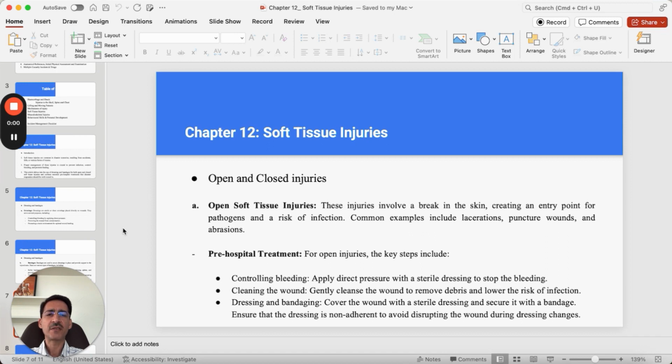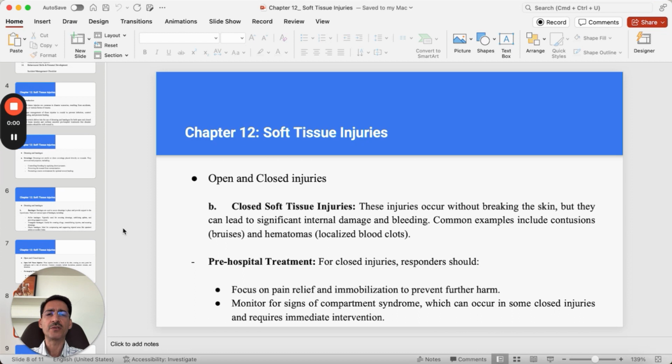Apply direct pressure with a sterile dressing to stop the bleeding. Cleaning the wound. Gently cleanse the wound to remove debris and lower the risk of infection. Dressing and bandaging. Cover the wound with a sterile dressing and secure it with a bandage. Ensure that the dressing is non-adherent to avoid disrupting the wound during dressing changes.